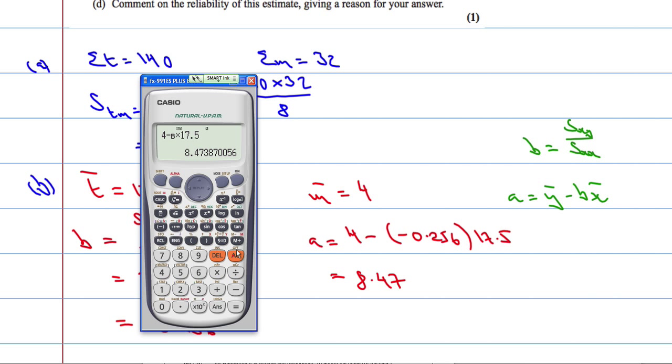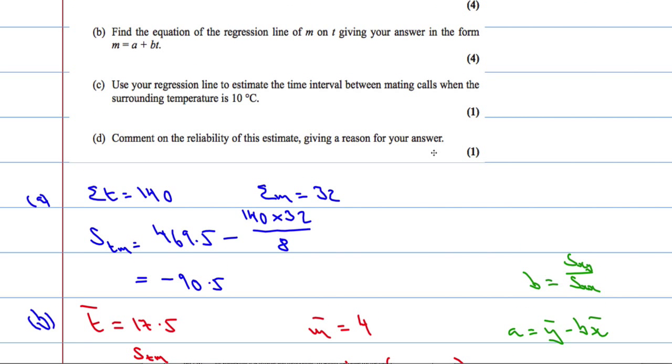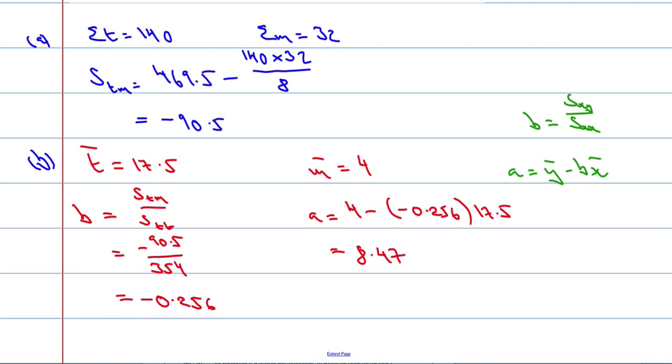And again, let's just check this on the calculator, make sure we've done it right. Shift stat regression, and let's check A. 8.47, absolutely brilliant. So the last part now is to just write it in the equation of the regression line. M equals A plus BT. So we get M equals 8.47 minus 0.256 times T.